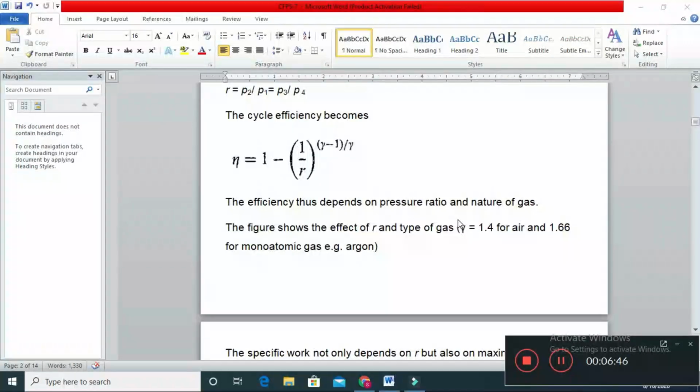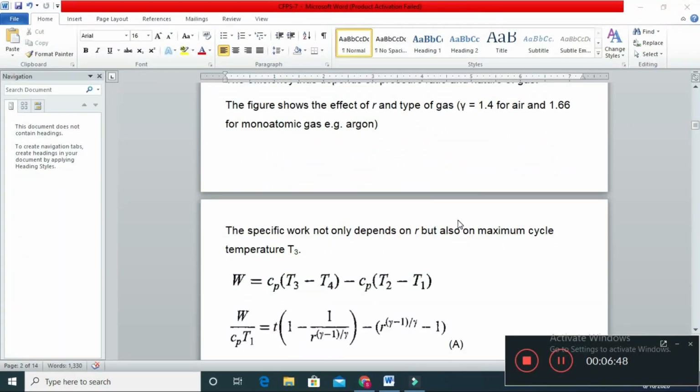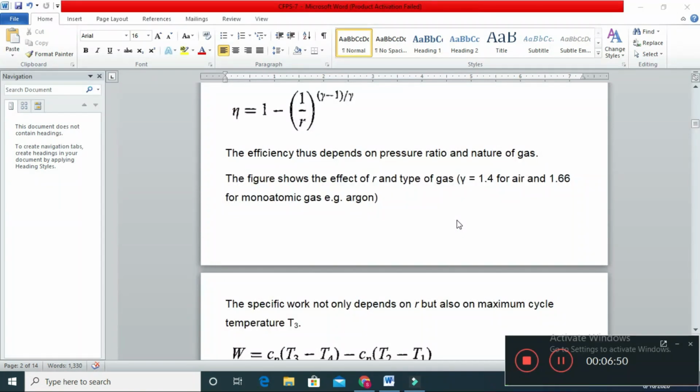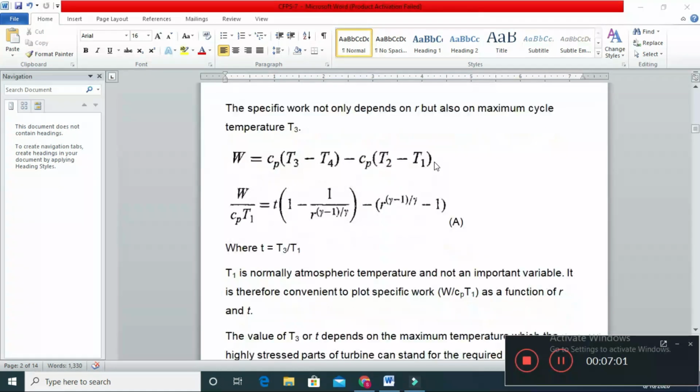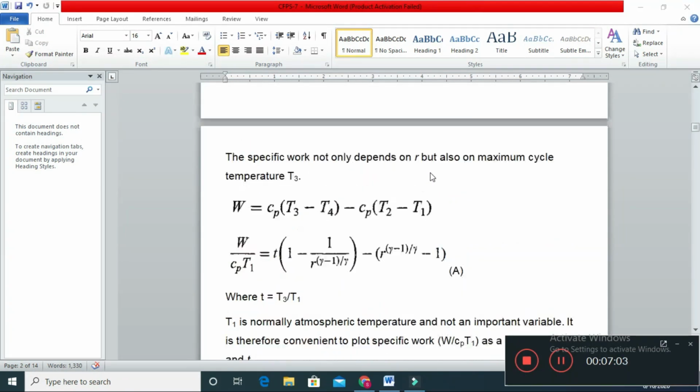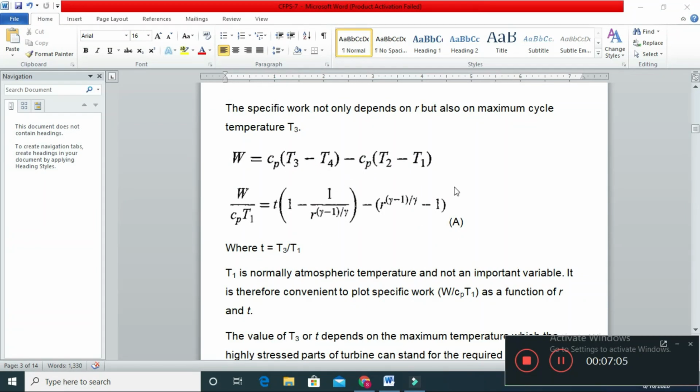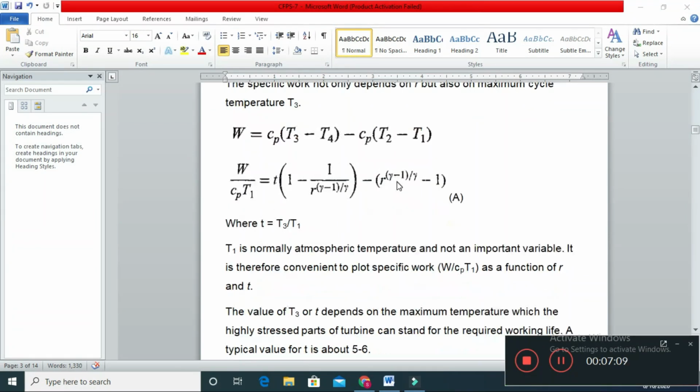Then another important quantity is work obtained. Efficiency alone is not important. Efficiency alone is not sufficient. The work output should be sufficient. So in addition to efficiency, the work output should also be maximum.